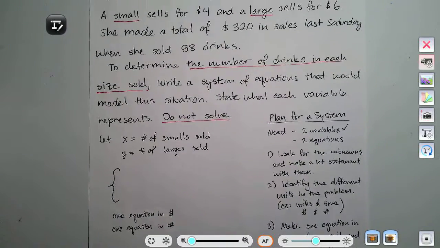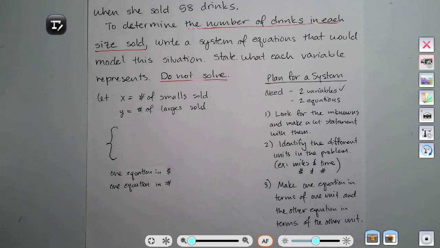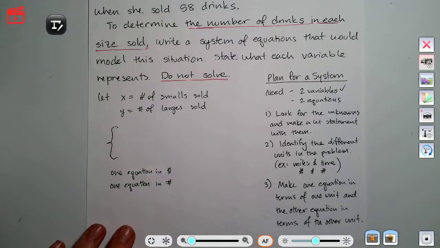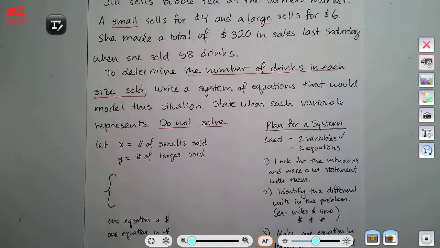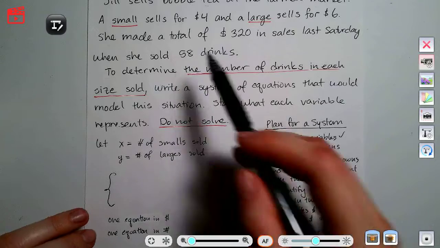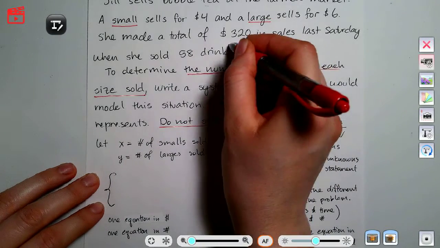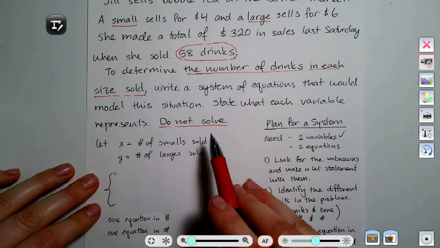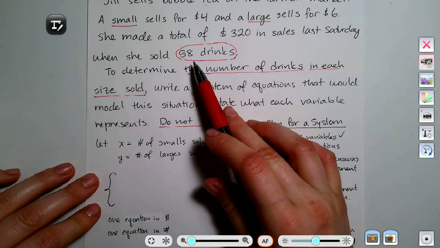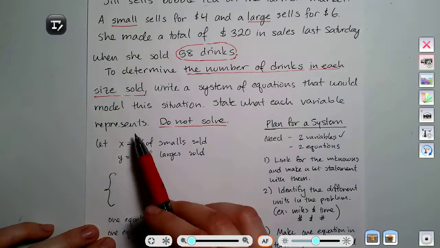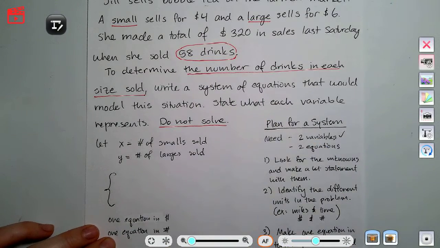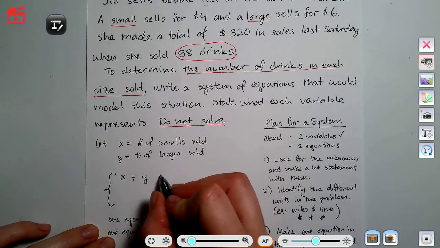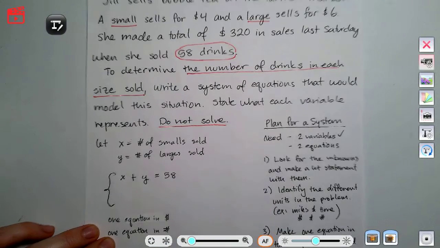All right, so let's take a look. So that's our plan. We're going to make our one equation in terms of 1 unit, we said dollars. The other equation we're going to make in terms of the number of items. So we know that she sold 58 drinks. So the number of smalls she sold plus the number of larges she sold should end up being 58. Well, we said that x was the number of smalls and y was the number of larges. So x plus y, whatever these two numbers are, should end up being 58 drinks.